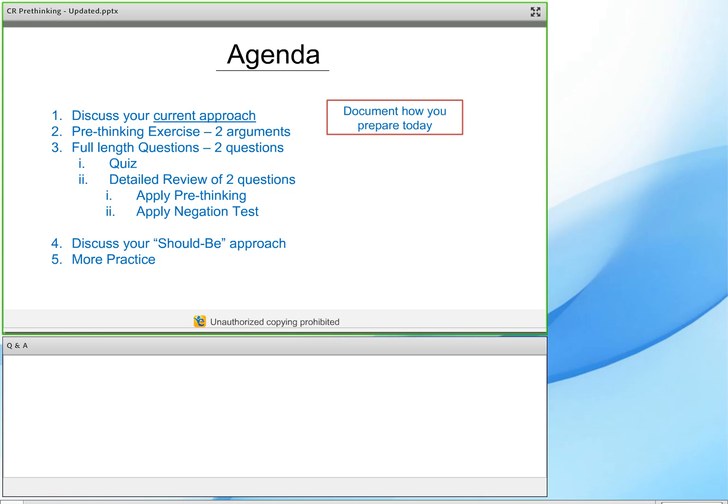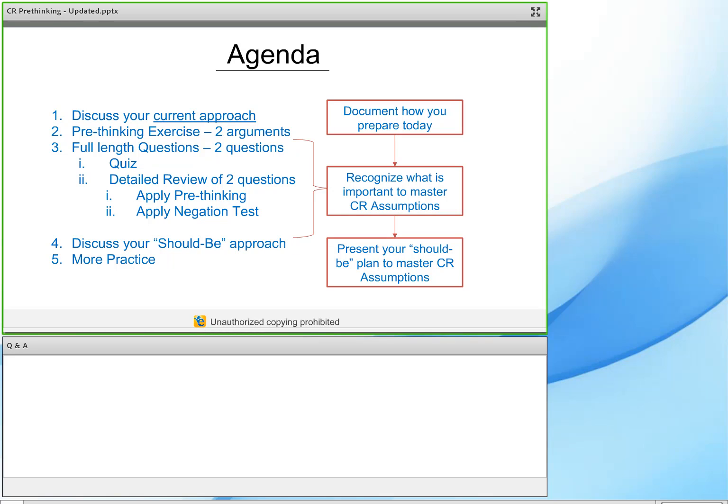So at a very high level, we'll document how you prepare today. Then we'll look at what's important to master assumptions. And then we'll present your should-be approach or how can you improve on this going forward. So with that, let's understand how you approach assumption questions today. We put in a few poll questions.